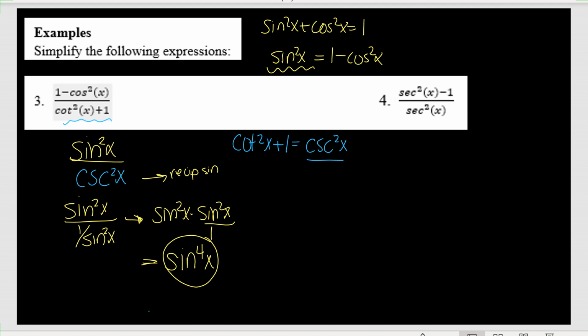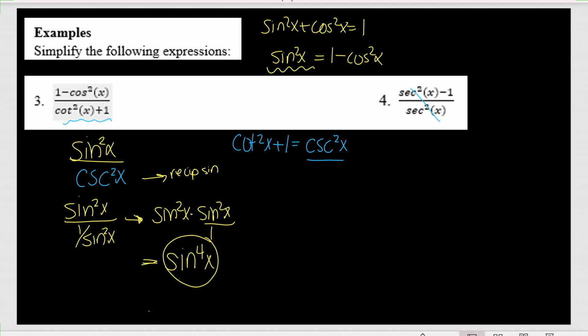Here we go, gang. All right, so in our next example, we have secant squared of x minus 1 divided by secant squared of x. Okay, I know we look at this and we go, oh, cool, I can cross off the secant squares. Well, no, not really. Right? That is a big no-no.